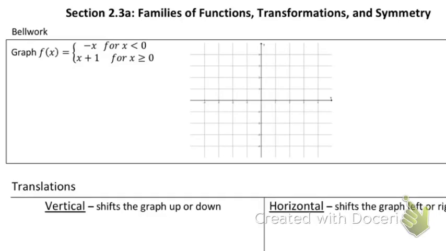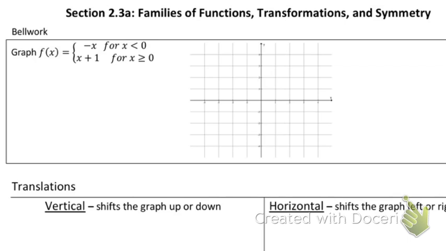All right, so we need to do a piecewise graph. Piecewise graph means part of our graph is going to be on the left-hand side or right side. Sometimes it's in the middle, depending on how many of these we have. Well, we have two graphs. We have the graph y equals negative x, and we have the graph y equals x plus 1.